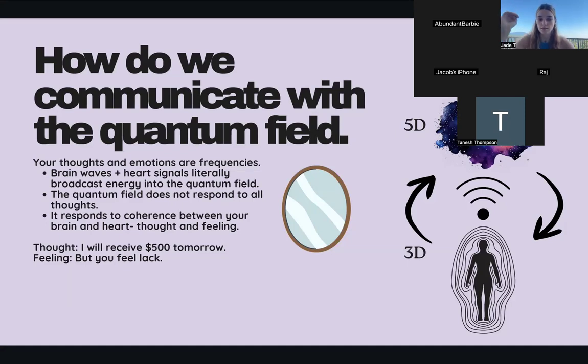So for example, the thought: I will receive $500 tomorrow. But if you don't feel abundant, if you don't believe, if you don't elevate into a feeling that is going to send that signal, if there's no coherence between the two of them, then that signal isn't going to send. It's just going to be lost in transmission. But if you flip that, I will receive $500 tomorrow, and you feel that abundance and that gratitude of receiving it, that signal is going to be broadcasted out and sent back to you because it's on the receiving end.